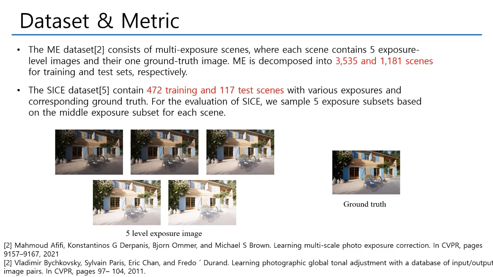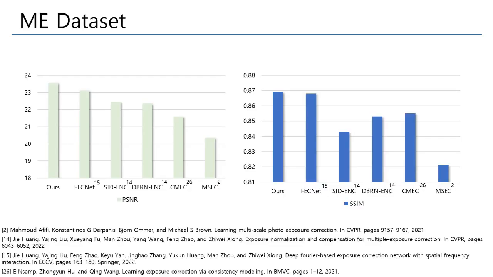The SICE dataset contains 589 scenes with various exposures and corresponding ground truth. This chart compares the proposed LACT with state-of-the-art algorithms for multiple exposure correction: FECnet, DBRNENC, SIDENC, CMEC, and MSEC. LACT significantly outperforms existing methods on all evaluation metrics in the dataset.